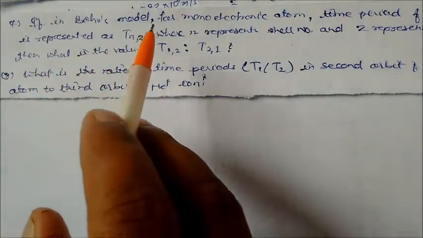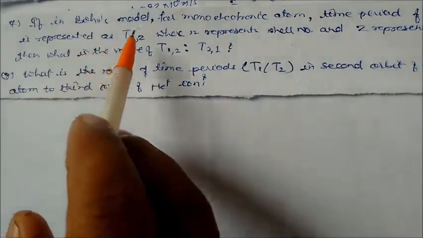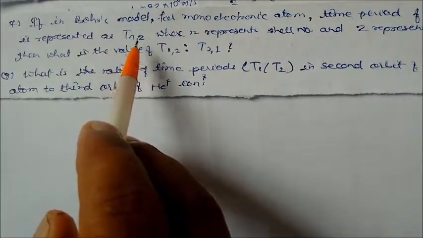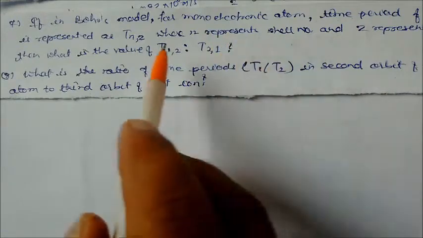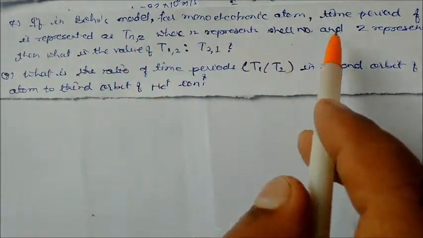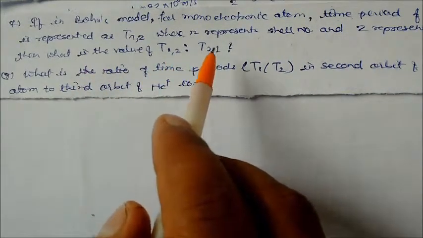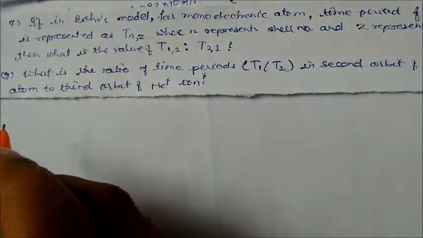If in Bohr's model for a monoelectronic atom, the time period of revolution is represented as Tn, where n represents the shell number and Z represents the atomic number, what is the value of T12 divided by T21?